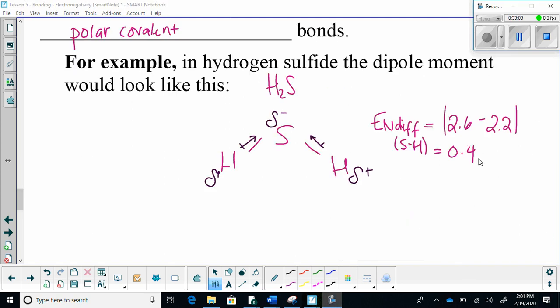Sometimes you will be asked to draw a net dipole. Okay? A net dipole is basically us finding the general area that the electrons are moving towards. So in this compound, the general area that the electrons are moving towards is towards sulfur. So this is called a net dipole. It shows the net movement of the electrons.